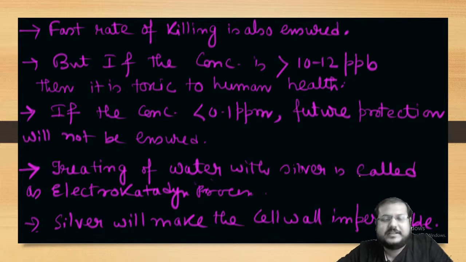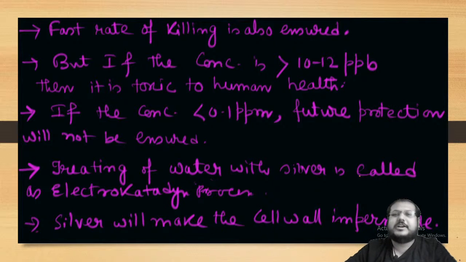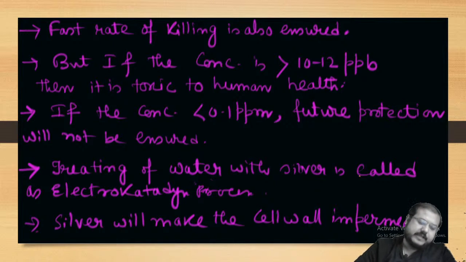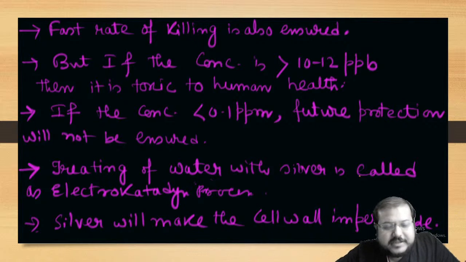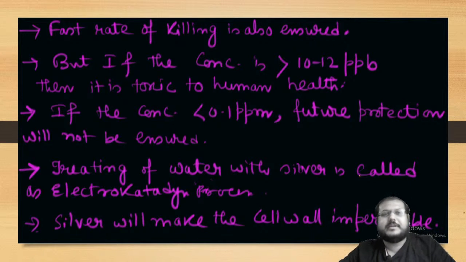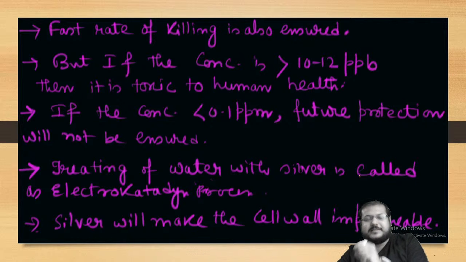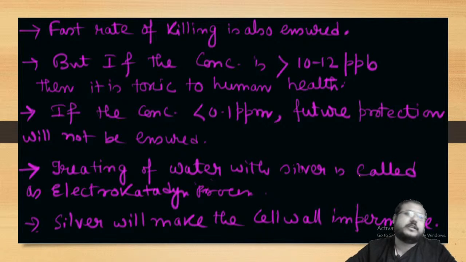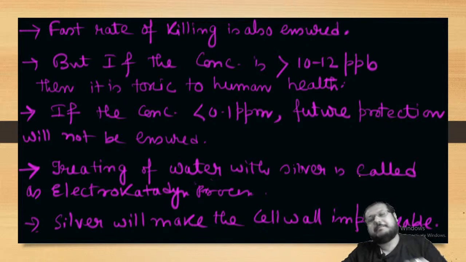But if the concentration of chlorine is greater than 10 to 12 ppb, and this metal ion concentration goes above 10 to 12 ppb, then it will be toxic to human health. If the concentration of chlorine is less than 0.1 ppm, not 10, 0.1 ppm, then future protection will not be ensured. So that is the reason 10 to 12 ppb.